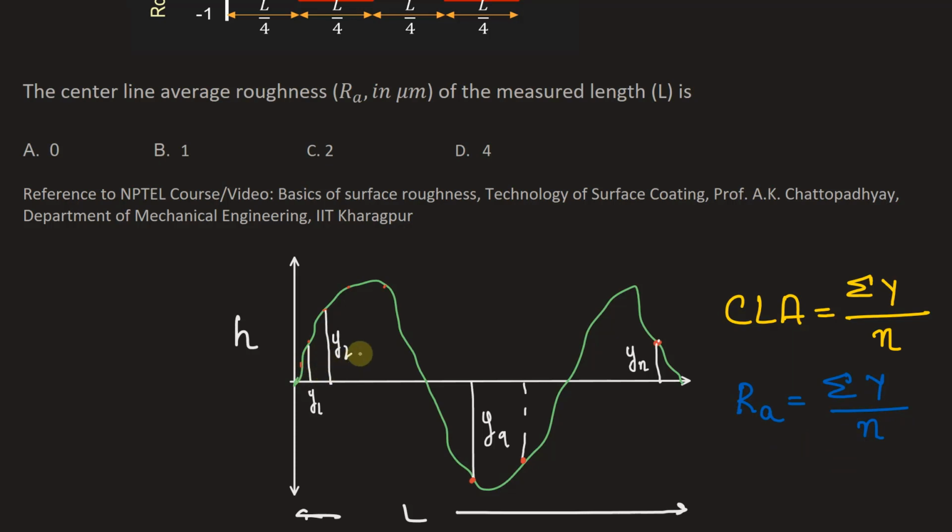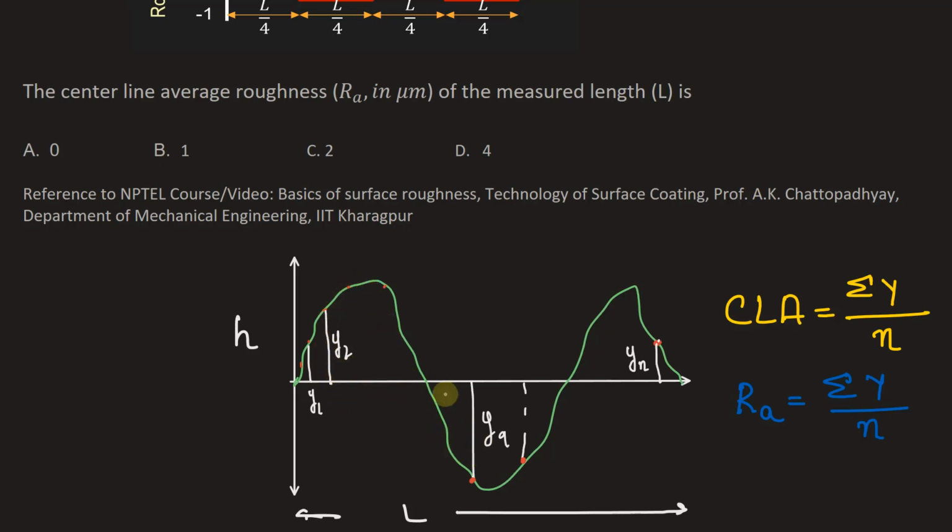Now adding all the ordinates is very laborious work because you have to take all y1, y2, y3, y4 and so on up to yn, and sum them up. To avoid this laborious work, it can be done in a simplified way using a planimeter. A planimeter is used to calculate the area of a curve.